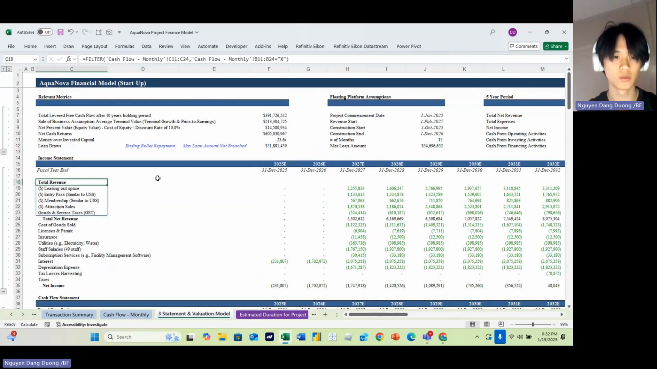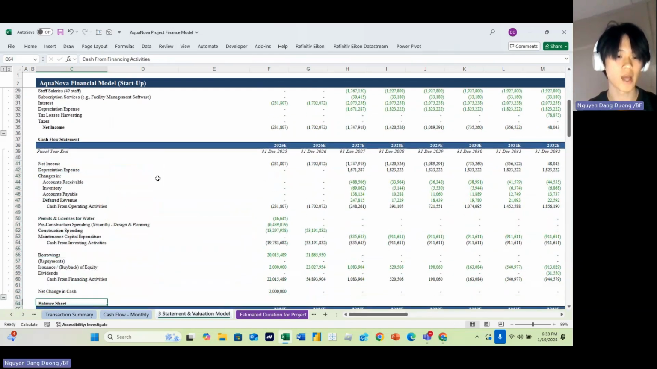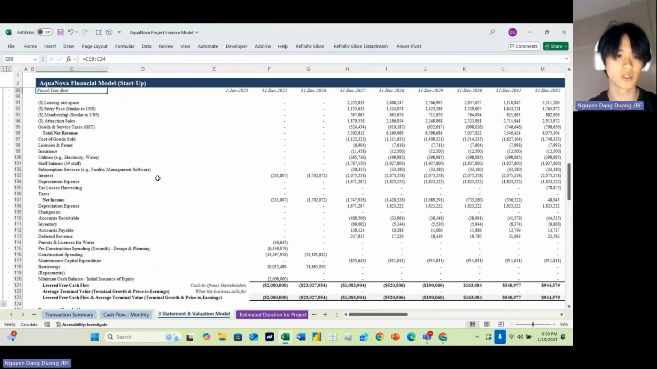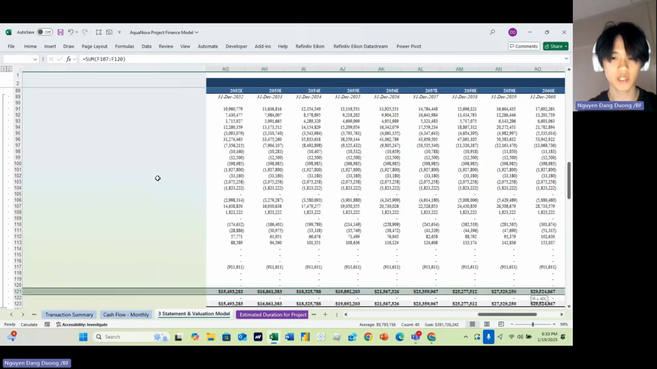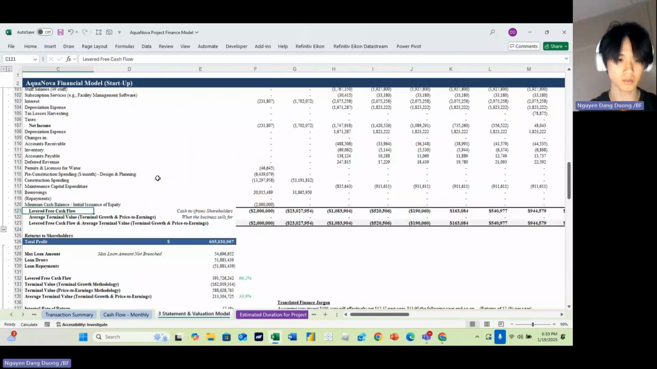And from here, we build out our income statements, our cash flow statements, and our balance sheets, all of which are accounting financial statements. And then we put them into our discounted cash flow model to get to levered free cash flow, which is the returns investors will get.